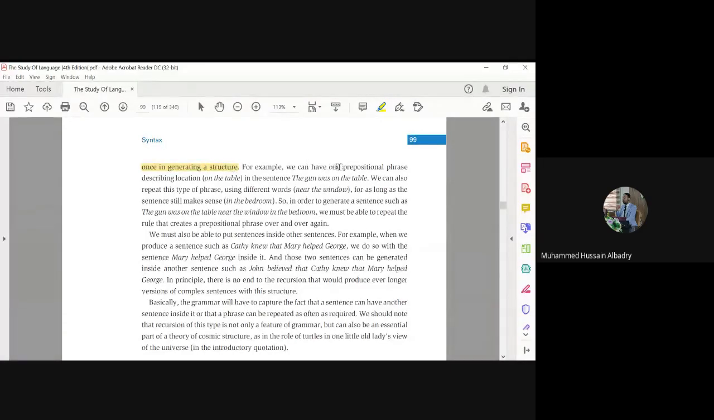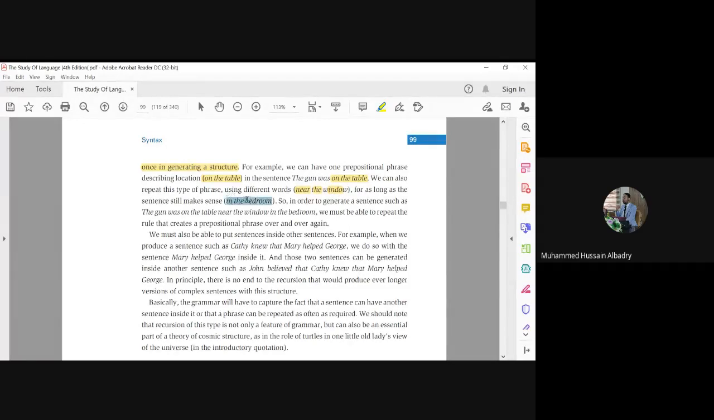For example, one prepositional phrase describing location can say on the table. Preposition, article, noun. In the sentence, the gun was on the table. We can also repeat this type of phrase using different words. For example, near, preposition, the, article, window, noun, the same. You see, on the table, near the window. So the same rule here is repeated.